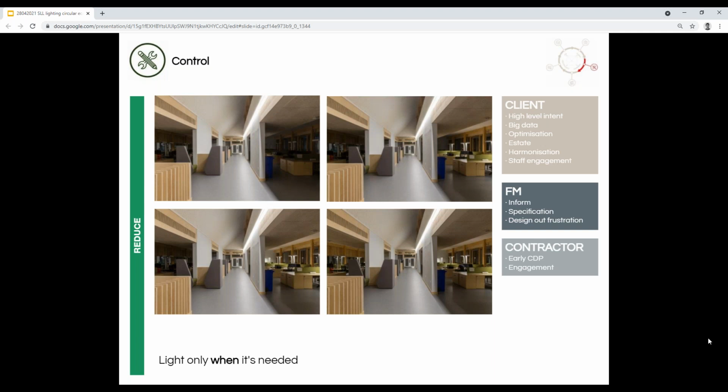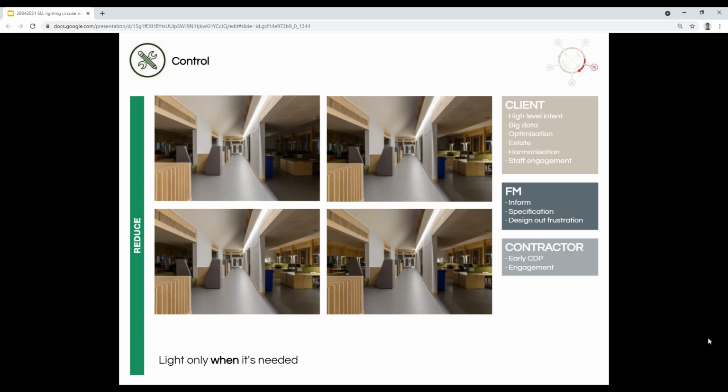And control, if the previous slide was deciding intelligently where to put the light, control is about when it is needed and using it only when it is needed. In terms of the client, there's all sorts of advantages, not only the obvious ones in terms of energy, but also it provides a hell of a lot of information which they can find really useful.